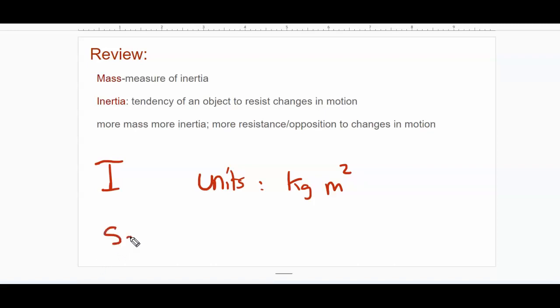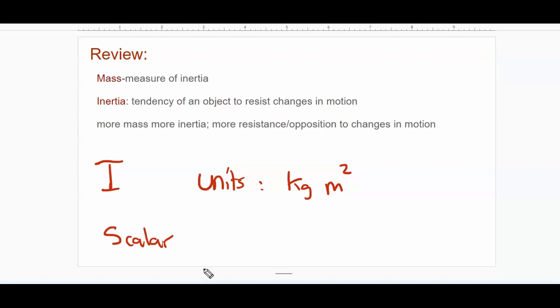It is a scalar. And again, what moment of inertia tells you is how hard it is to get something to rotate. In other words, if mass is a measure of inertia, which tells you how hard an object resists changes in motion, moment of inertia tells you how much an object resists angular changes in motion. If you want to spin something around, some objects are easier to start to spin than others, and that has to do with moment of inertia.